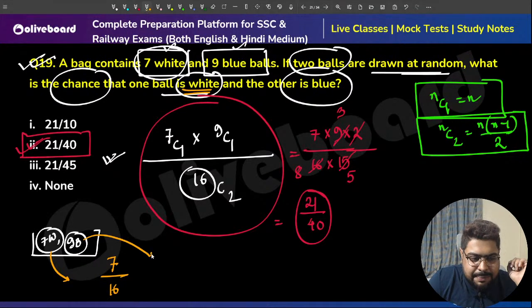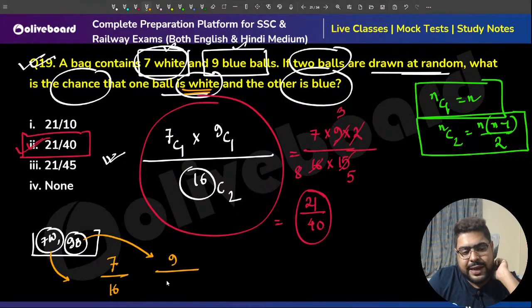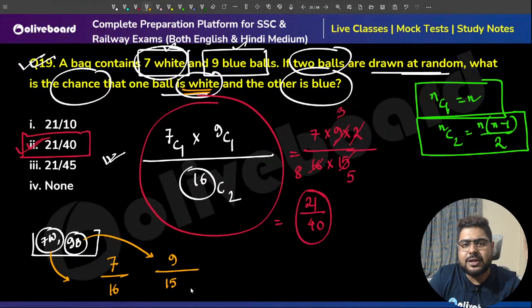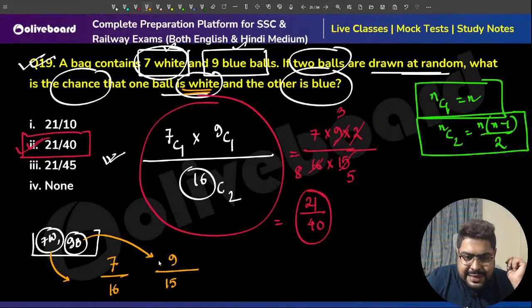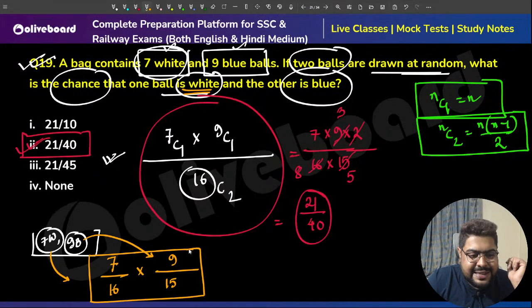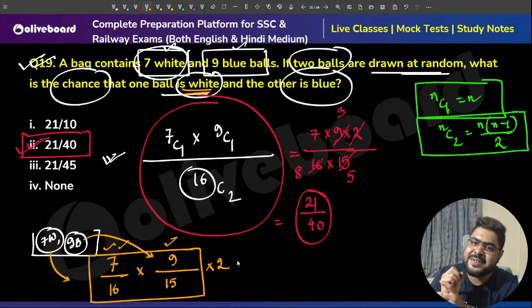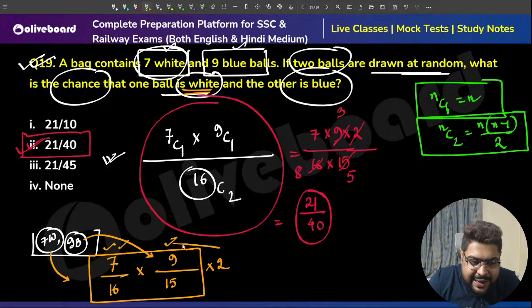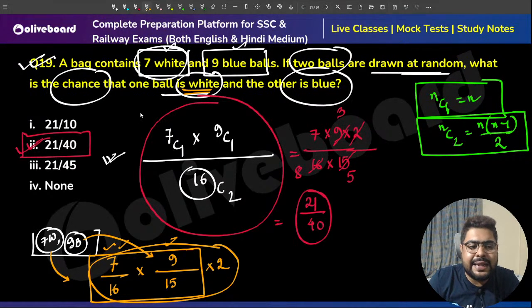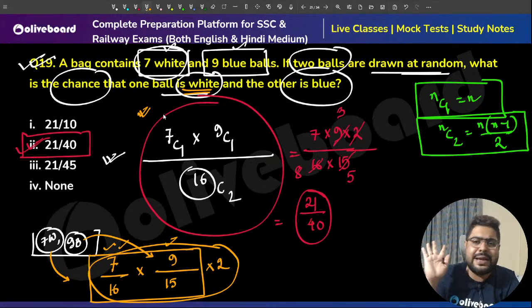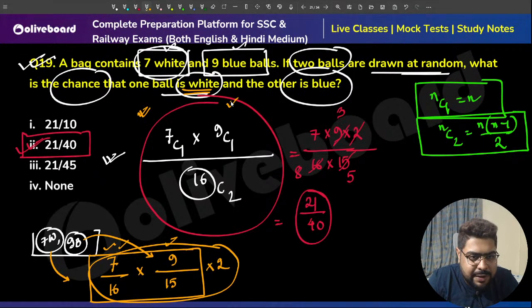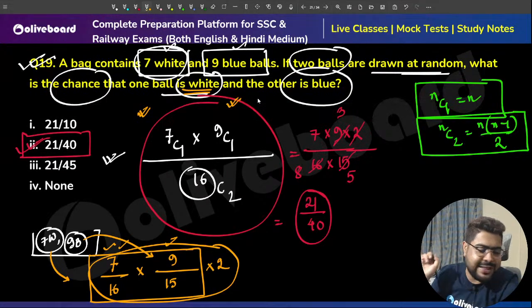Then I am picking the blue ball. So 9 out of the total, but 1 ball I have already picked, so I have to take 15 balls. There are only 15 balls left in the bag because 1 ball was picked while picking white. But this can be done in either order, this one first or this one last. So there are 2 situations, multiplied by 2. This is a little bit of thinking, and the other is nothing but a basic formula. So I always say it's better you go with this one.